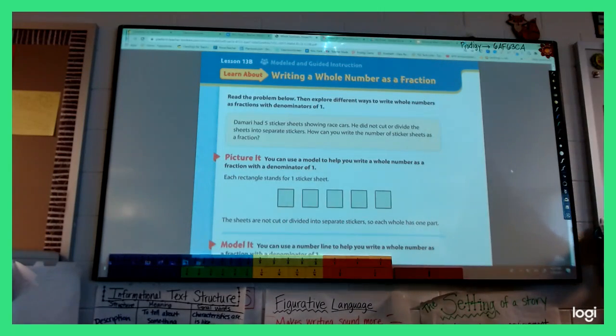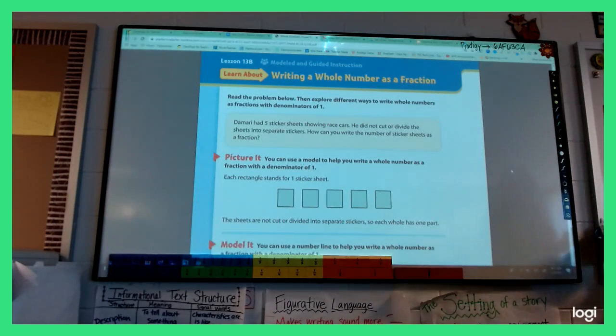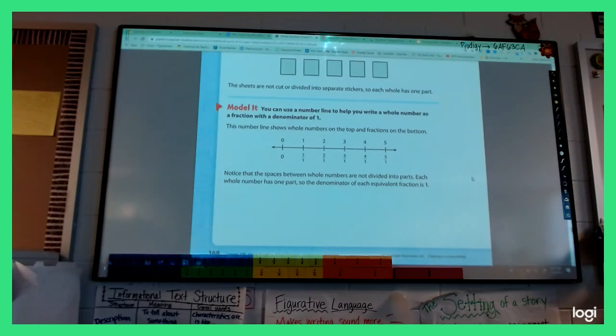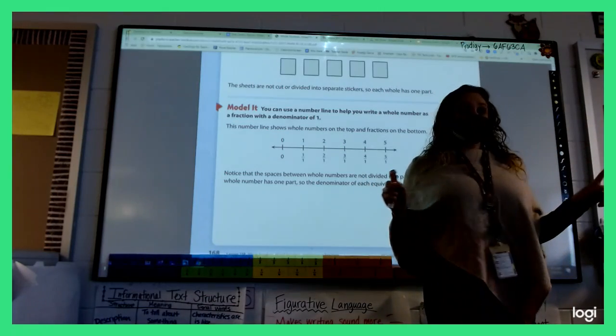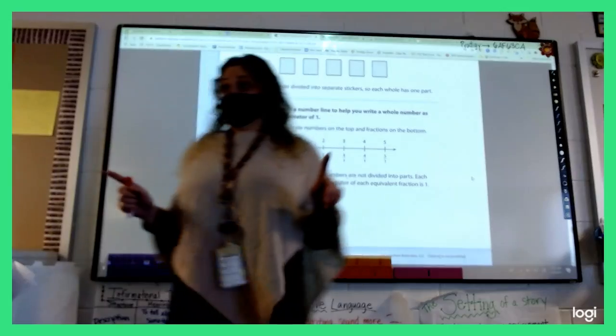So I need to scroll down, and we're going to talk about the model it and what's beneath it. So I need a reader to read model it. Josiah. You can use a number line to help you write a whole number as a fraction with the denominator of 1. All right, so this number line shows whole numbers on the top, fractions on the bottom. Now everyone pay close attention. Let's see if the pattern works. I need your eyes, your ears, your attention. We can't do that zone off stuff we did yesterday, okay?